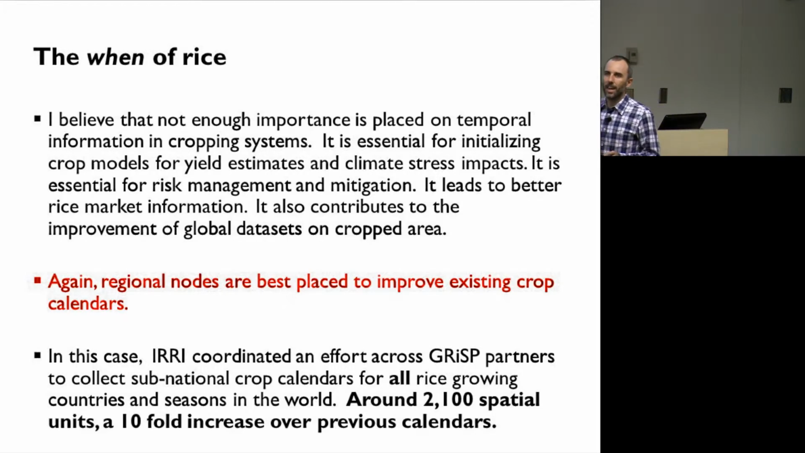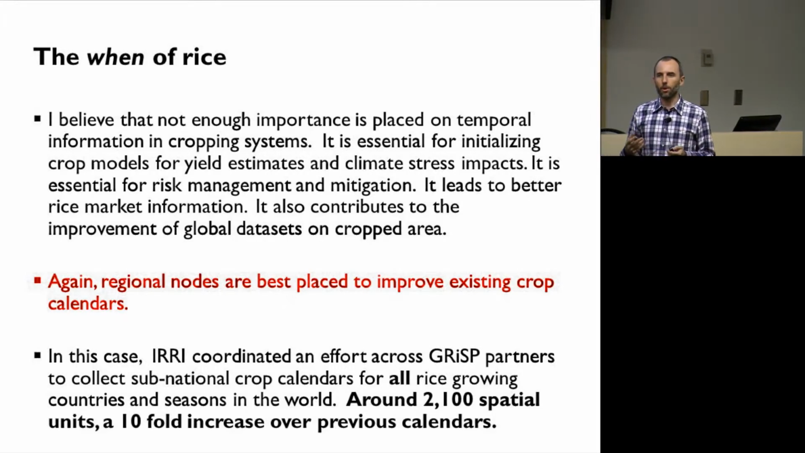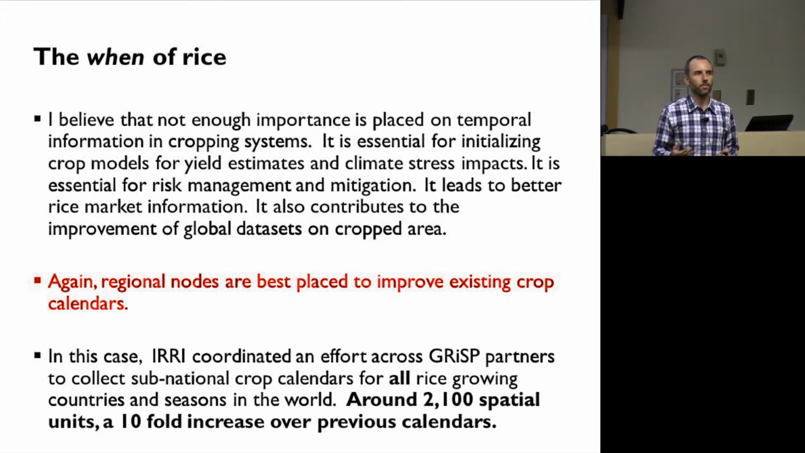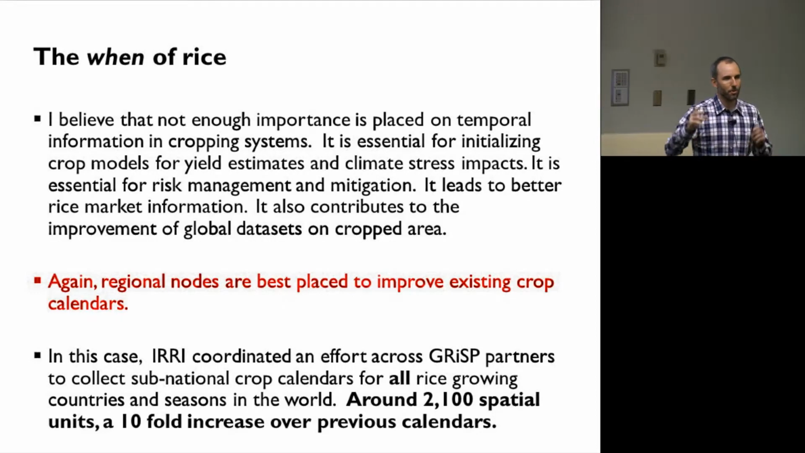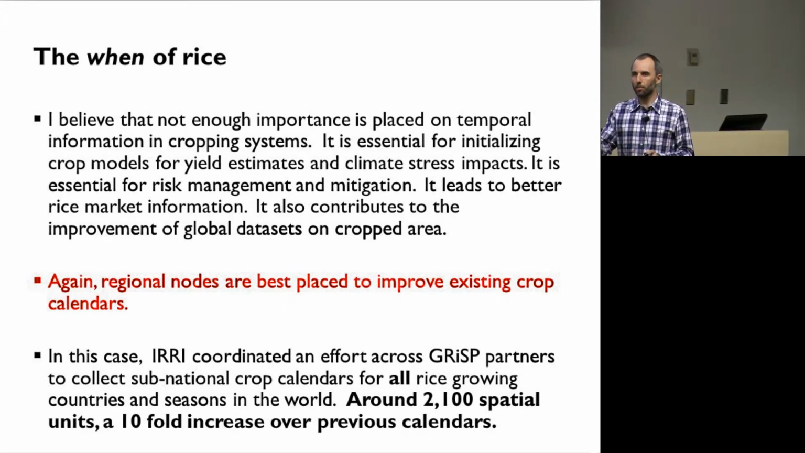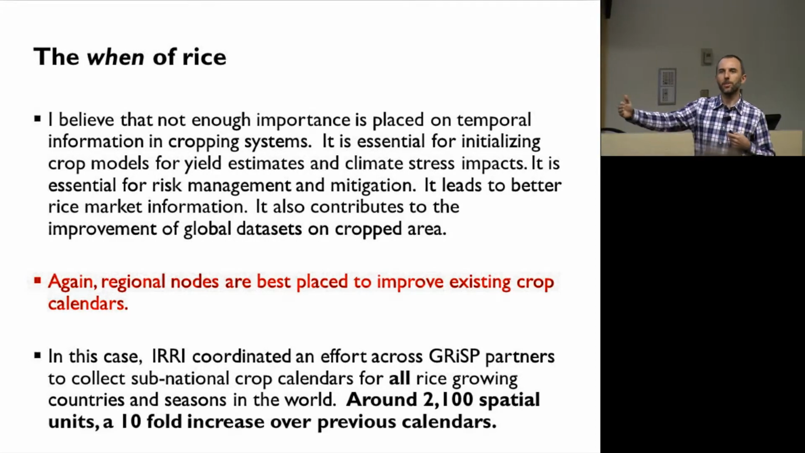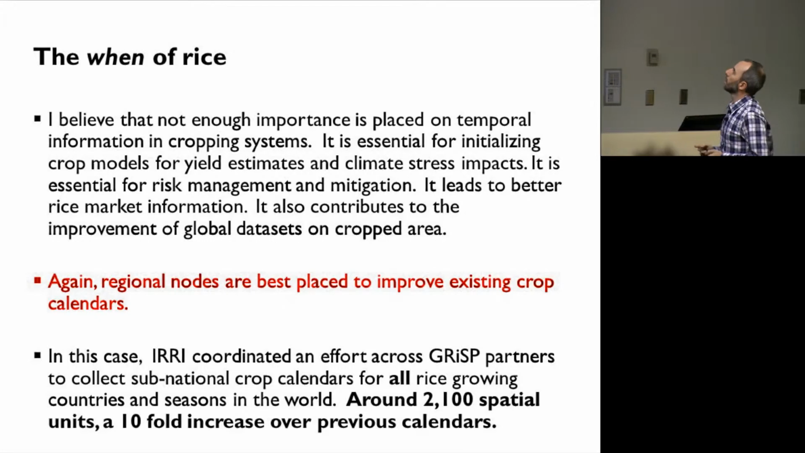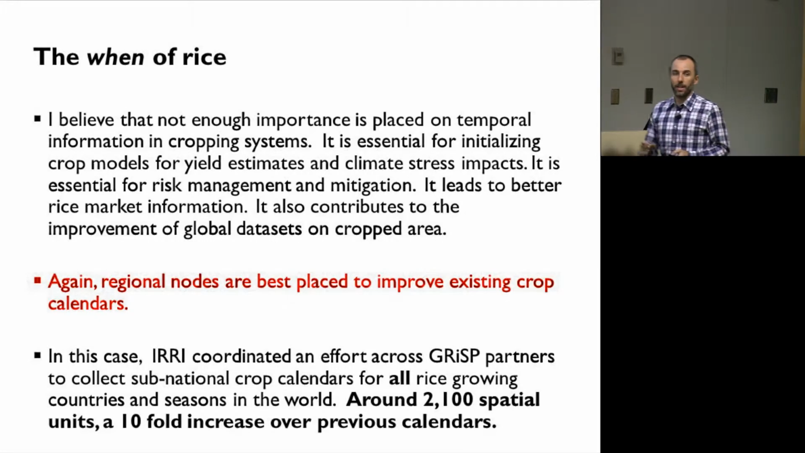And I get the sense that we don't focus enough on the cropping calendar information. We always focus on the maps, tell me where it is, but not enough on when it's grown. When is it planted? When is it harvested? And it's really important if you want to run your crop modeling. You need a window. Tell me when this crop is planted. Tell me the maturity. When is it going to be harvested? You want to look at stress impacts.